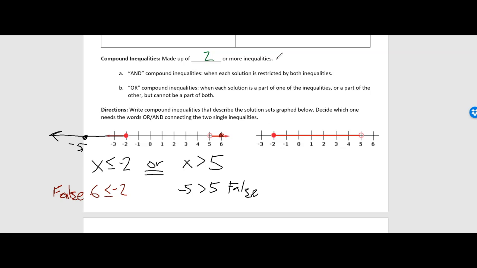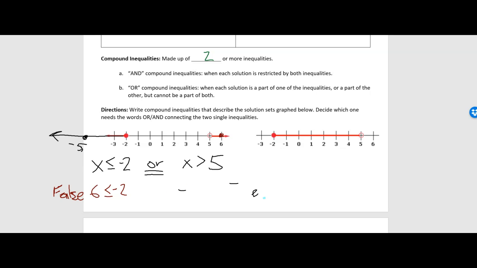So if you're unsure of whether it's an and or an or, test one of your points that the inequality says is a solution, and see if it works for just one of them or for both of them. If it just works for one, it's going to be an or inequality. If it works for both, it's going to be an and.